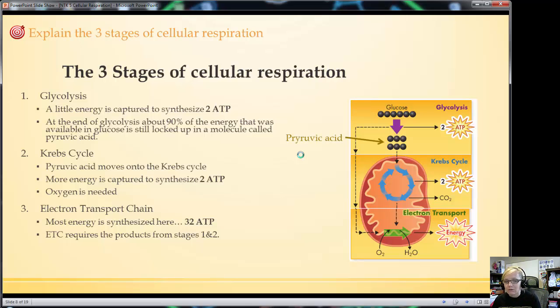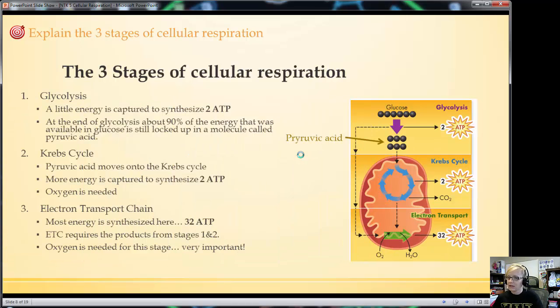Now the electron transport chain requires the products from stages 1 and 2. So if these don't occur, we can't skip ahead and go for the big bucks down here with a lot of ATP. We need to have these 2 processes happen before. Like I said, oxygen is needed for this stage, so it's very important that oxygen is present. Here's our overall summary. So we got 2, 2, and 32. Could you add those up and tell me how many ATP are produced from one glucose molecule? Sure, 32 plus 2 is 34 plus 2 is 36. You're going to need to know that too. One glucose molecule produces 36 total ATP.